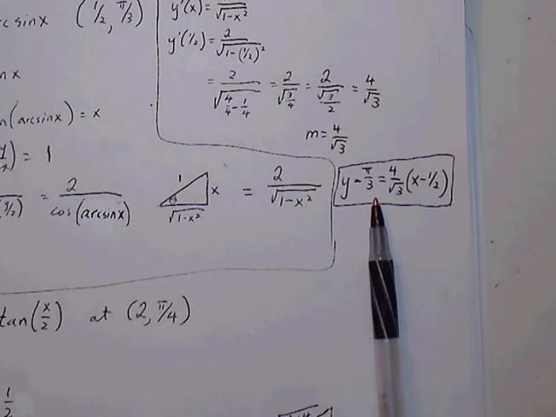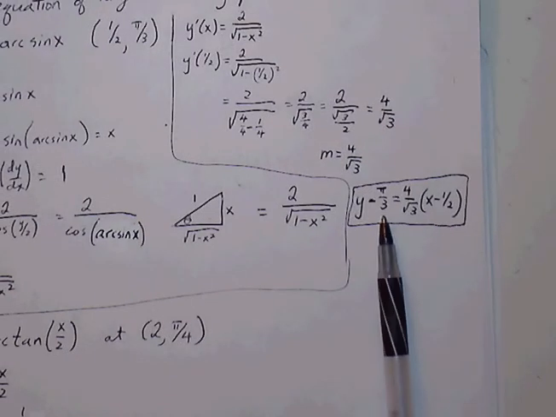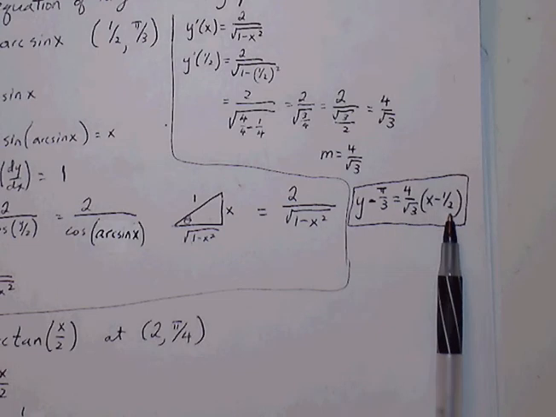So I have my slope, I have my ordered pair, and I plug into point slope. y minus pi over 3 is equal to m times x minus 1/2.